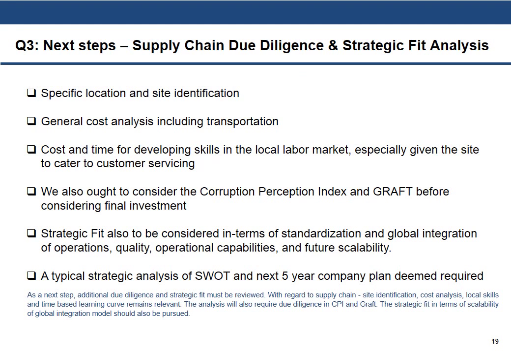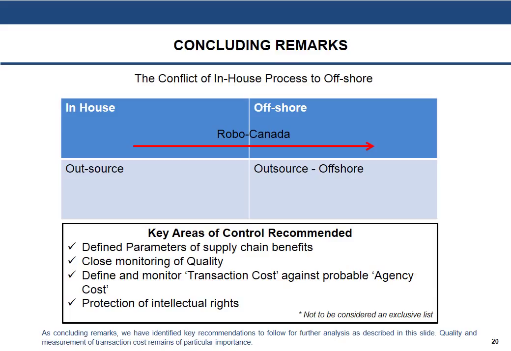As a next step, additional due diligence as strategic fit must be reviewed. With regard to supply chain, site identification, cost analysis, local skill, and time-based learning curve remains relevant. The analysis also requires due diligence in CPA and graft. The strategic fit in terms of scalability of global integration model should also be pursued. As concluding remarks, we have identified key recommendations to follow for further analysis as described in this slide. Quality and measurement of transaction cost remains of particular importance here.